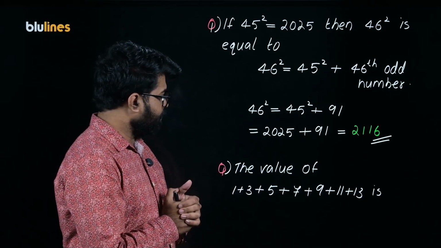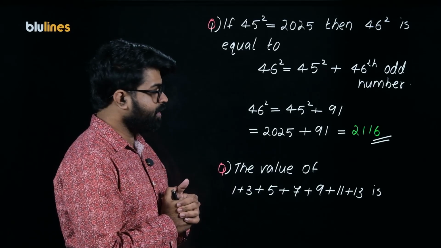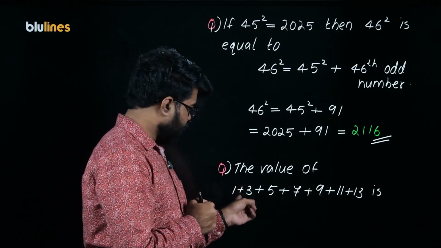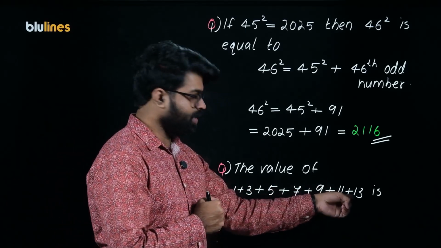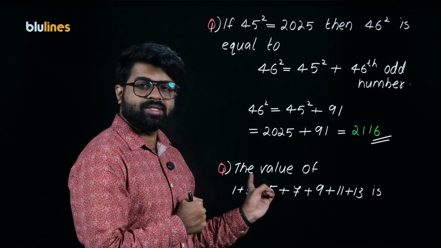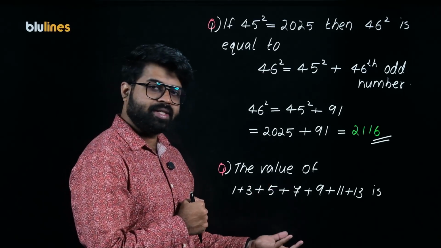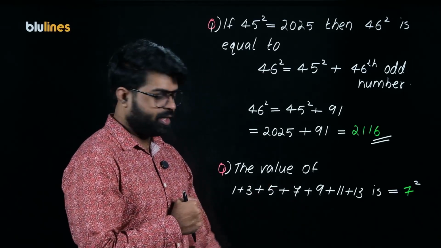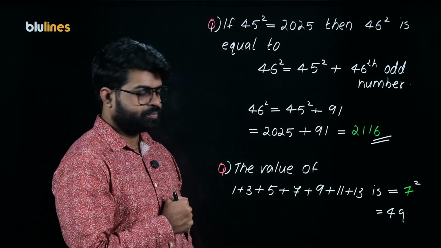The value of 1 plus 3 plus 5 plus 7 plus 11 is dash. So you can see that 1, 2, 3, 4, 5, 6, 7. It is a sum of 7 consecutive odd numbers. So that is equal to basically 7 square, and that is equal to 49.